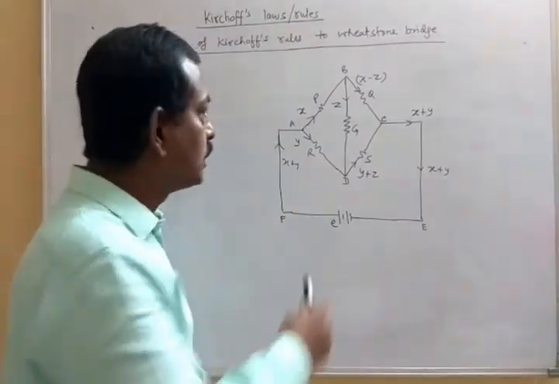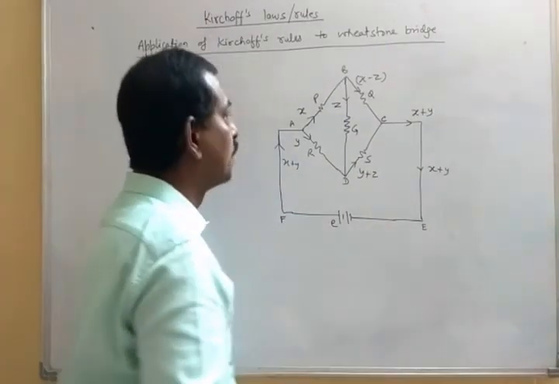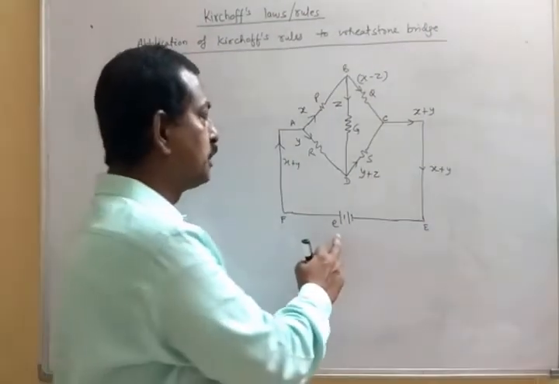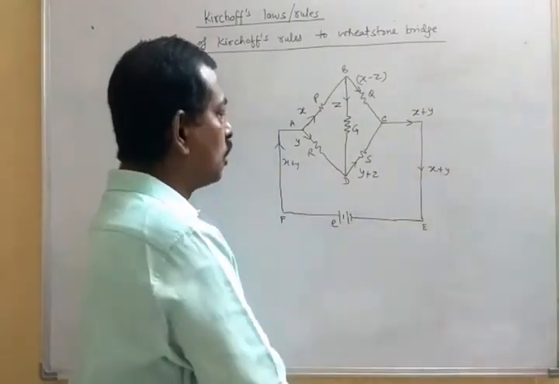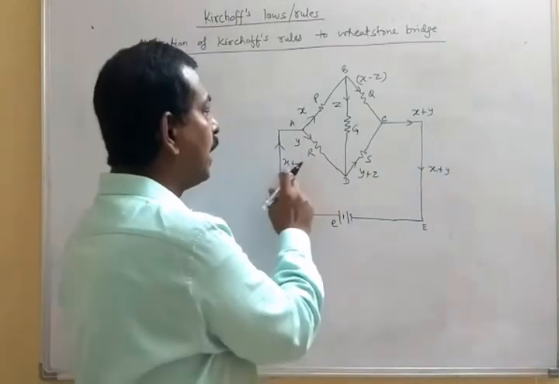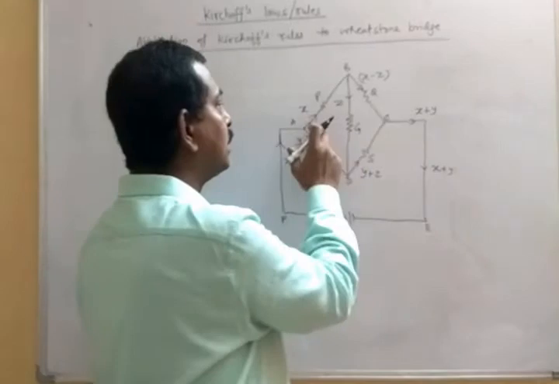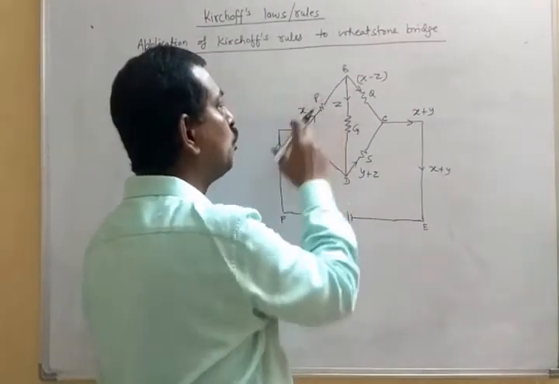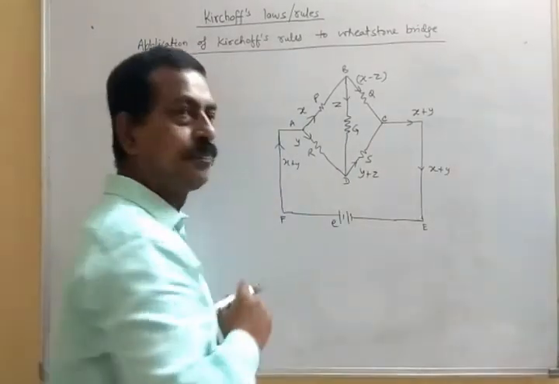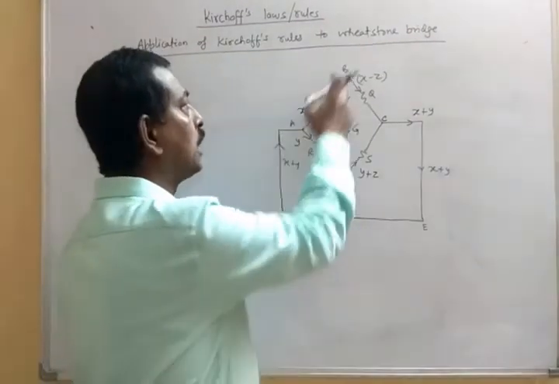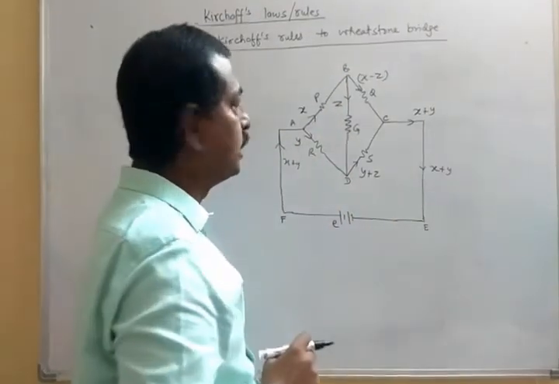So let's assume that it is connected to a source of EMF E. If it is connected to a source of EMF E, it will be drawing some current. Let the current drawn from the source be X plus Y. If this X plus Y current reaches point A, it has now two branches to flow. It is your AB and AD. So suppose in the branch AB, it is X current which is going, and through AD, it is Y.